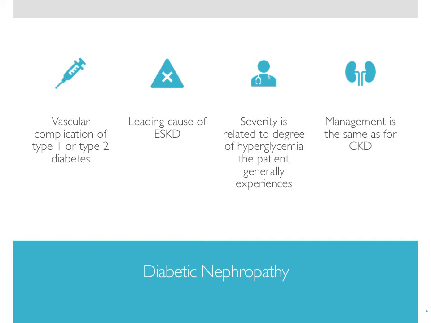The severity is related to the degree of hyperglycemia that the patient generally is experiencing. So this doesn't necessarily happen to people who have an occasional high level of glucose. It's more likely to happen with patients that consistently run high blood glucose levels. Management is the same as for chronic kidney disease, and we're going to be talking about that later in this lecture.